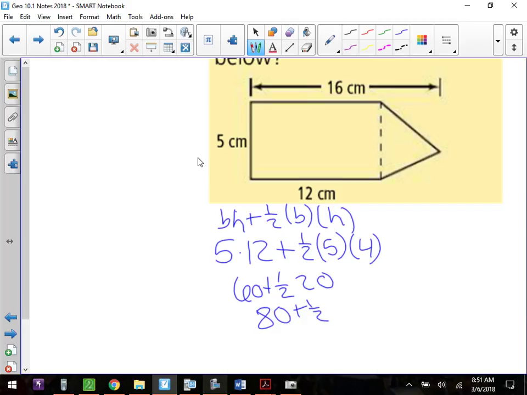Oh, it's 60. Wait. You're supposed to divide the one half into... Well, let's see. Here are your two shapes. Rectangle and a triangle. Did you write that down? I did.